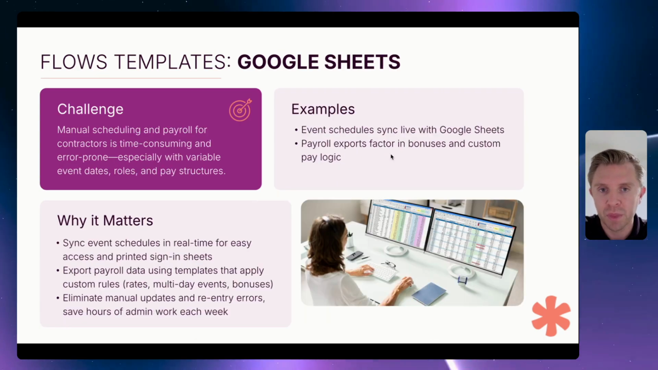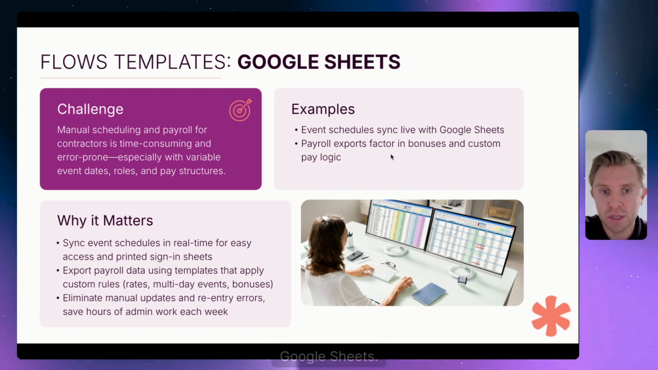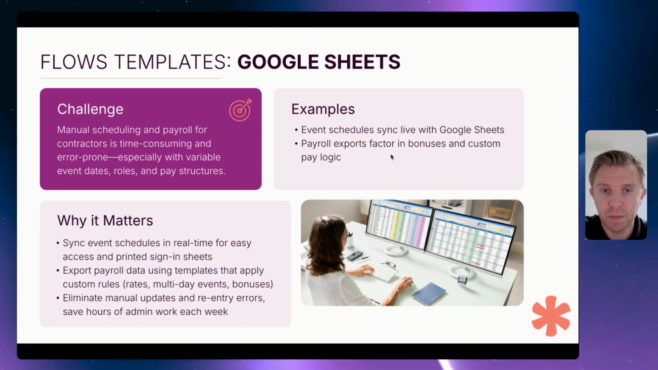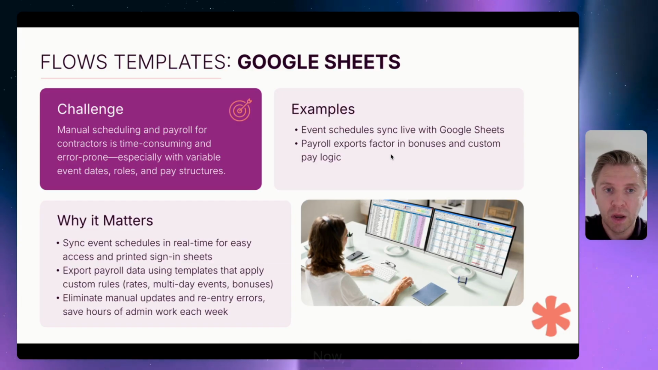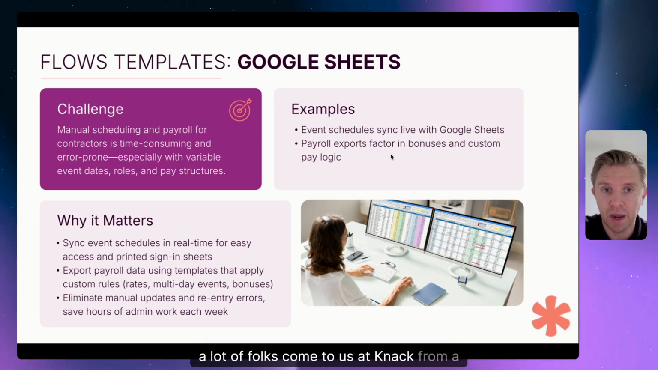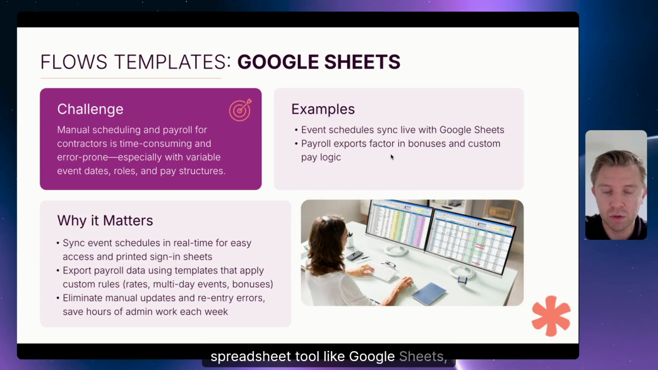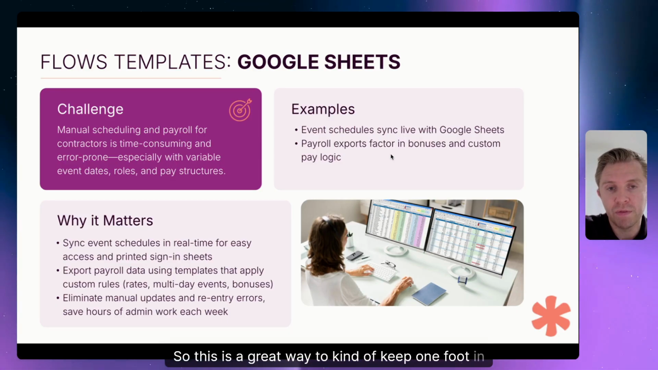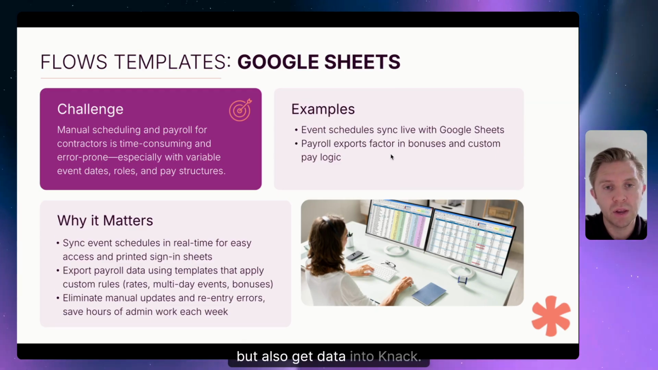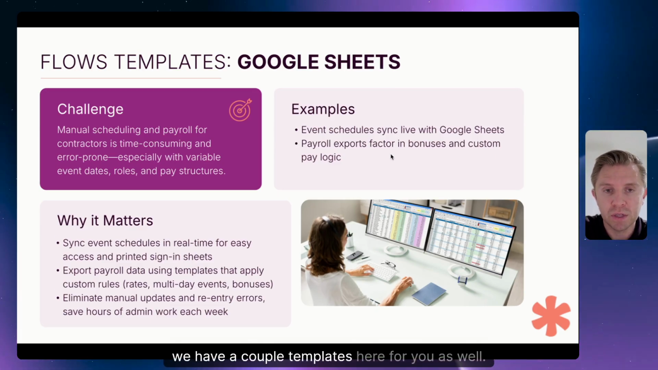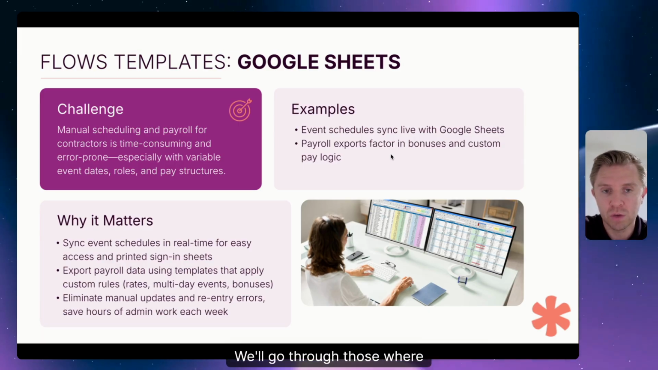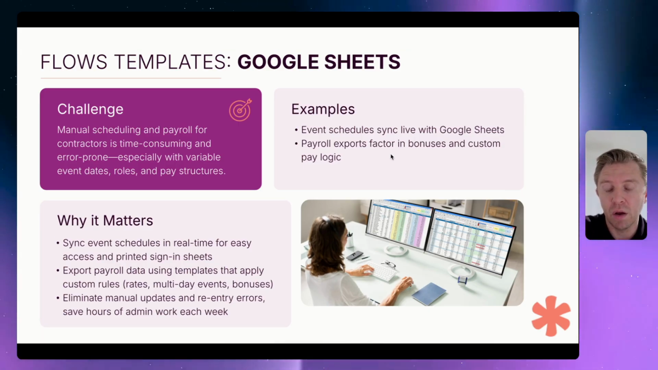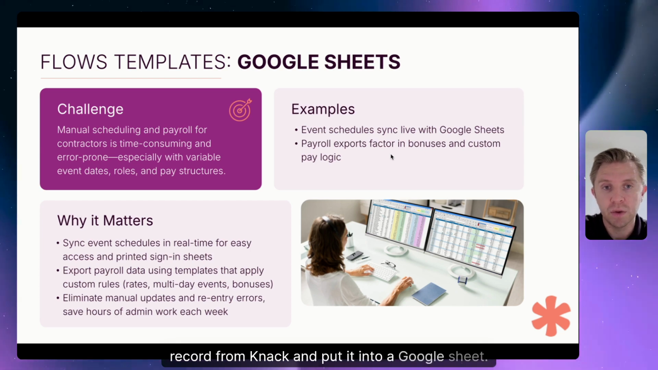Another example for you, Google Sheets. Super popular tool, free to use, very popular among small companies, large ones as well. This is another good scenario. Now, a lot of folks come to us at Knack from a spreadsheet tool like Google Sheets, and they've outgrown it. So this is a great way to keep one foot in your Google Sheet area, but also get data into Knack. We have a couple templates here for you as well. We'll go through those where you can take a record from Knack and put it into a Google Sheet.